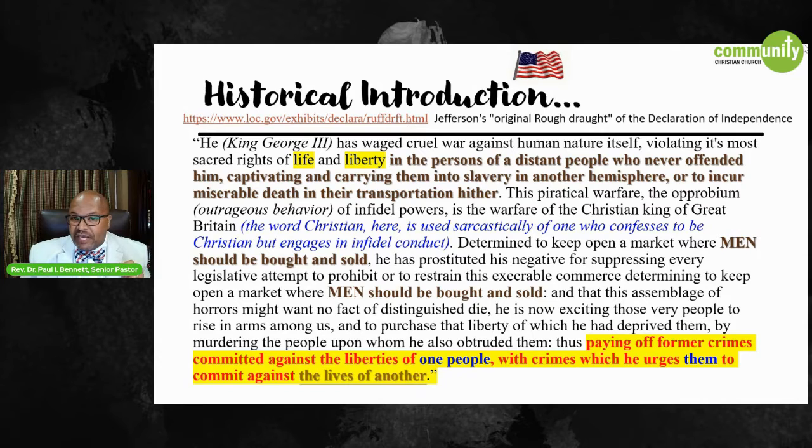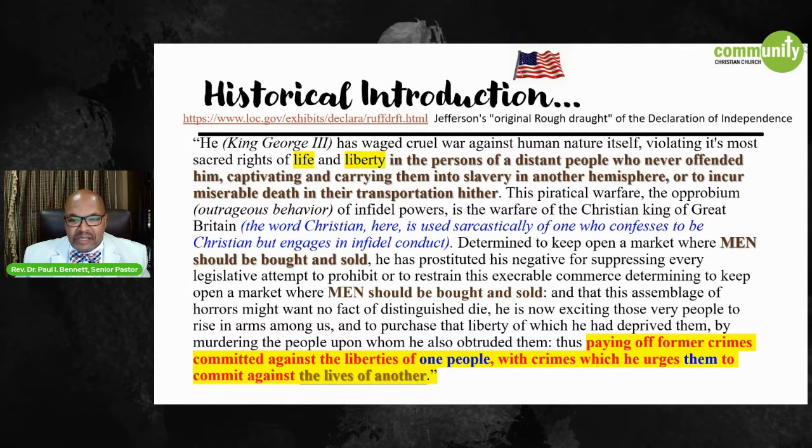Now you'll notice I am playing with the colors. Look at the brown font. In the persons of a distant people who never offended him, captivating and carrying them into slavery in another hemisphere, or to incur miserable death in their transportation hither. That's speaking of the North American African trade, in which 21 million Africans lost their life. Yeah, digest that number.